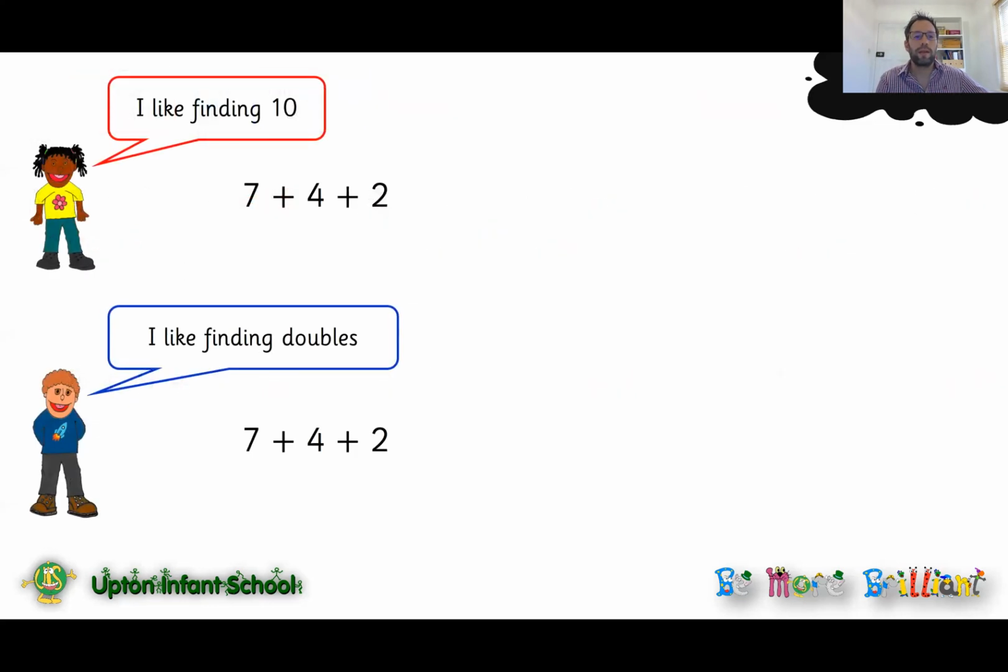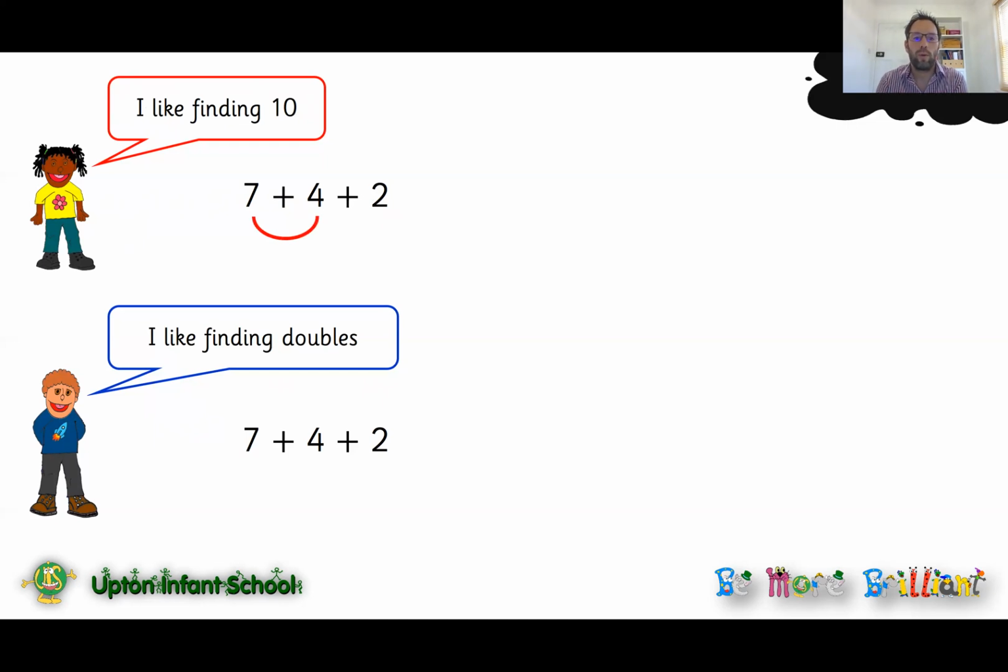Good work, everybody. I tell you what, Poppy and Walt, I really like your clever strategies of finding 10 and finding doubles to work out the answers to these calculations. Now, I'm going to challenge you both. I'm going to give you some more calculations. 7 add 4 add 2. Can you both use your strategies to find the answer? Poppy, can you find 10? And Walt, can you find doubles?